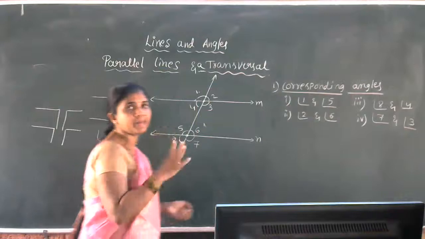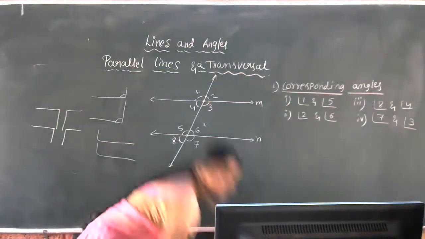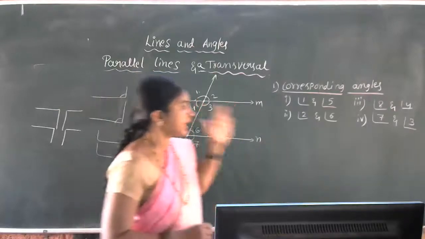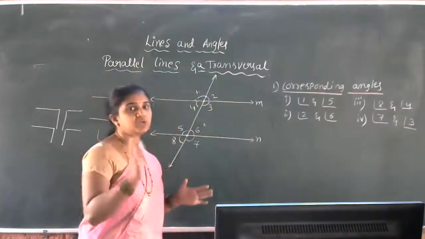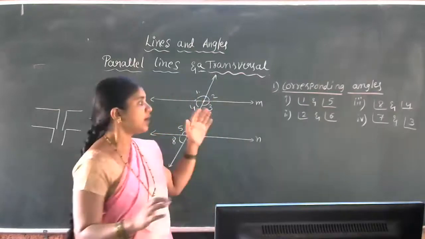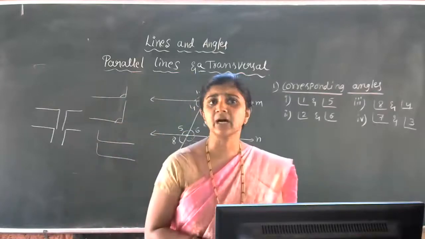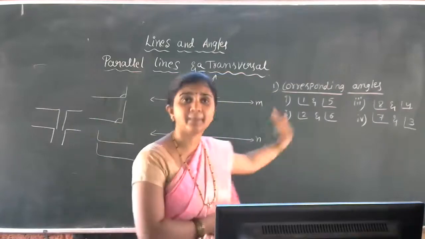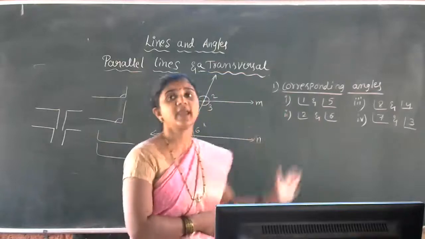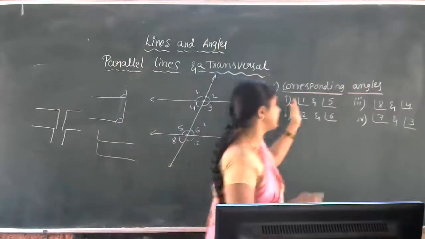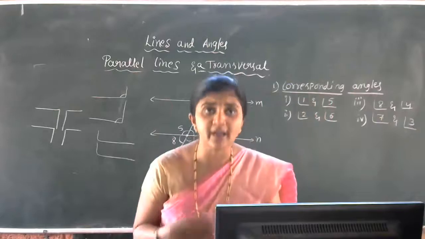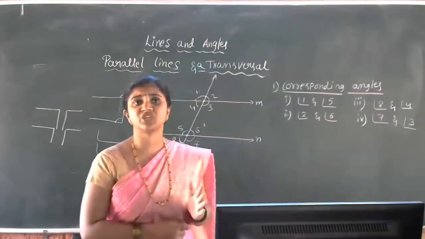Yes, a total of 4 pairs of corresponding angles. Is that clear, students? That is 1 and 5, 8 and 4, 2 and 6, 7 and 3. You all know the topic of corresponding angles. Now, before starting another type of angles, we will discuss the property of corresponding angles in the parallel lines and transversal condition. Can anyone tell me what relationship you are observing between 1 and 5, 8 and 4, 2 and 6, and 7 and 3? Can anyone tell me? Angle 1 and angle 5.